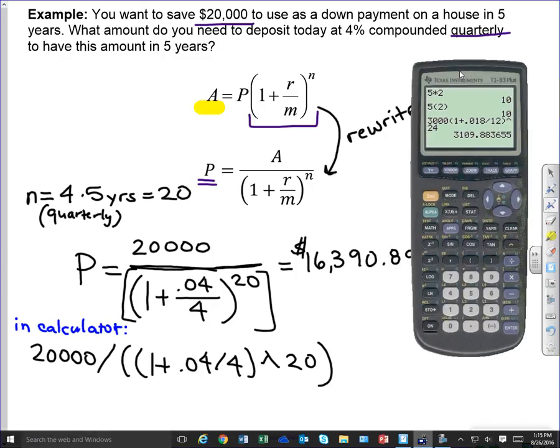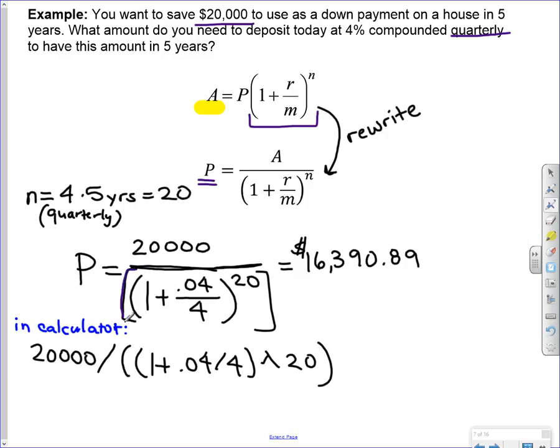This one can be a little trickier to put in the calculator, so let's look at how to do it. Why is this one tricky? Because you've got this large thing in the denominator. You want to make sure your calculator knows that this entire thing is in the denominator. So we have to add an extra set of parentheses when putting it in the calculator, so it knows that 20,000 is divided by all of this, not just by 1 or this or whatever.